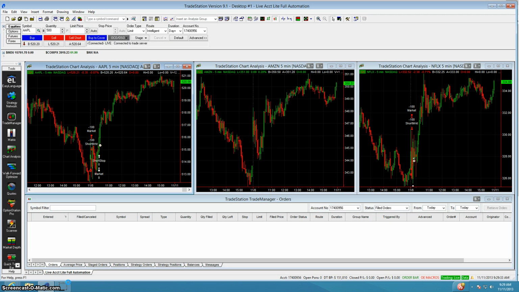What you're looking at here is a screenshot of my TradeStation platform. You're looking at three different charts. I've got a 5-minute chart on Apple, 5-minute chart on Amazon, and a 5-minute chart on Netflix. The market's going to open here in about 10 seconds, and once that occurs, you're going to hear a bell, and you'll see these first 5-minute candles start to form.